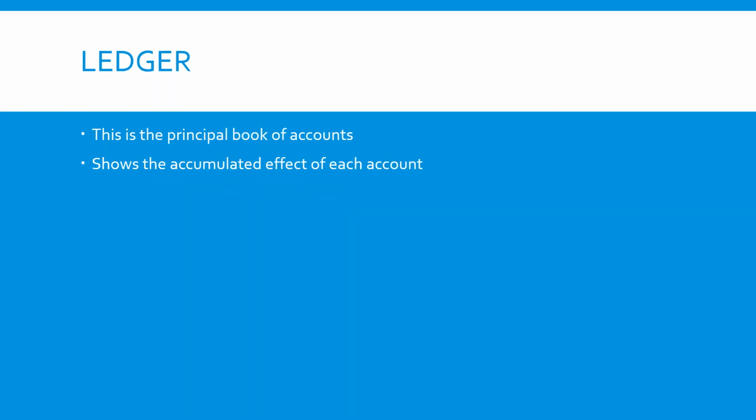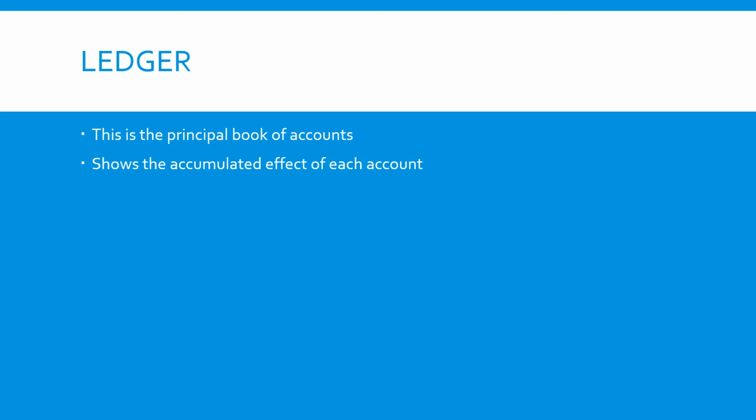Now, when I told you, when we start the flow, first we record it in the journal, which then moves into your ledger. So what is this ledger? The ledger is a principle book of accounts. To summarize, in a normal view, a ledger is nothing but a summary of your accounts.